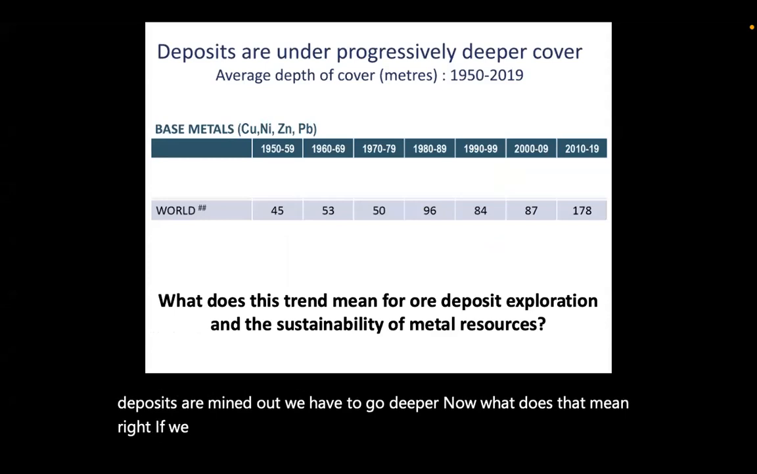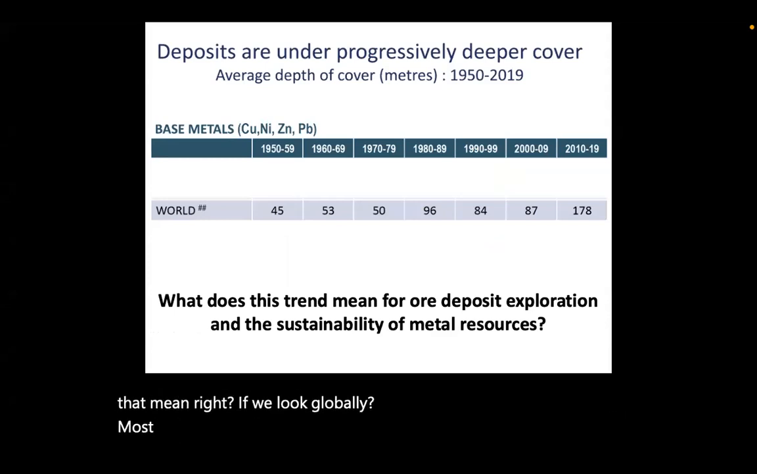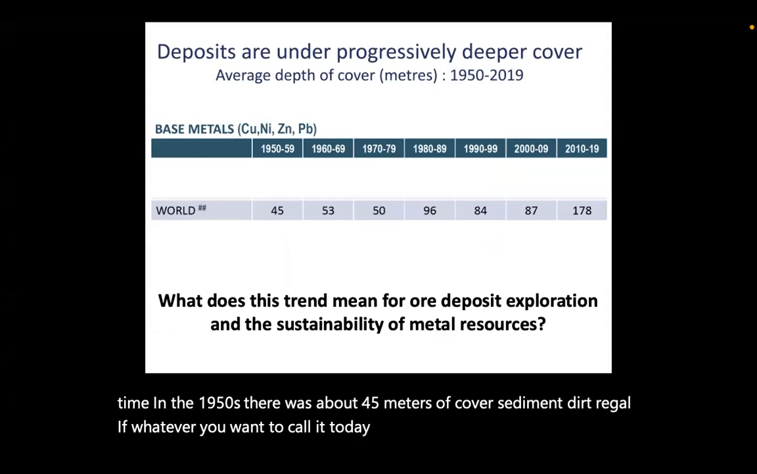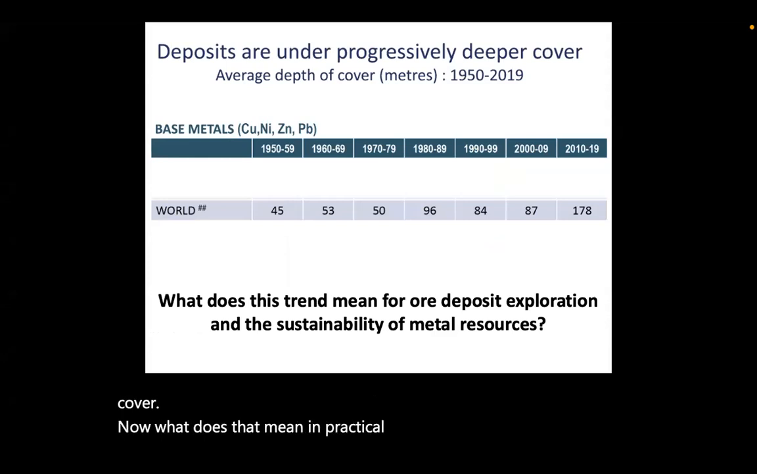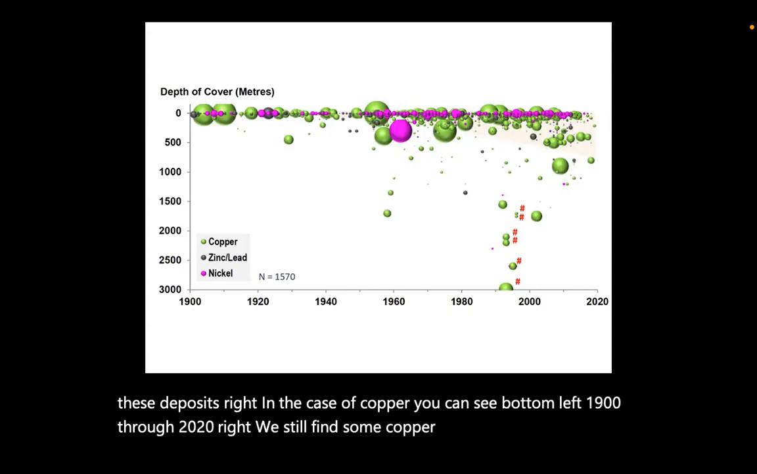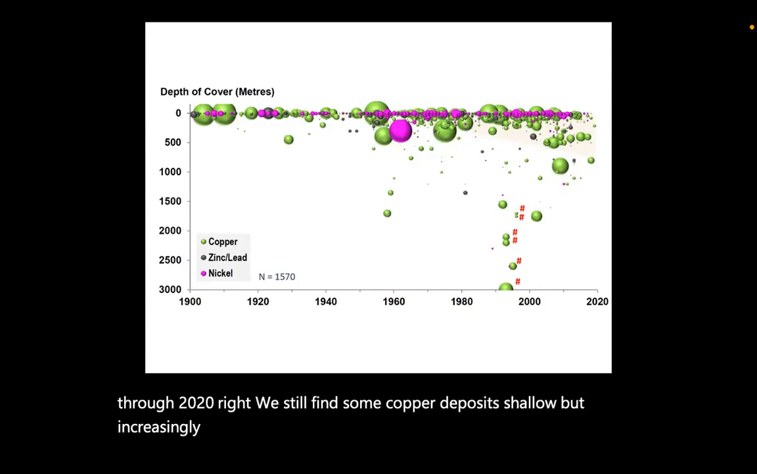If we look globally, most mineral deposits that are discovered, as a function of time, in the 1950s, there was about 45 meters of cover, sediment, dirt, regolith, whatever you want to call it. Today, the average is 178 meters of cover. Now, what does that mean in practical terms? It means we don't trip over these deposits, right? In the case of copper, you can see bottom left, 1900 through 2020, we still find some copper deposits shallow, but increasingly we're finding them tens to hundreds of meters beneath the surface.